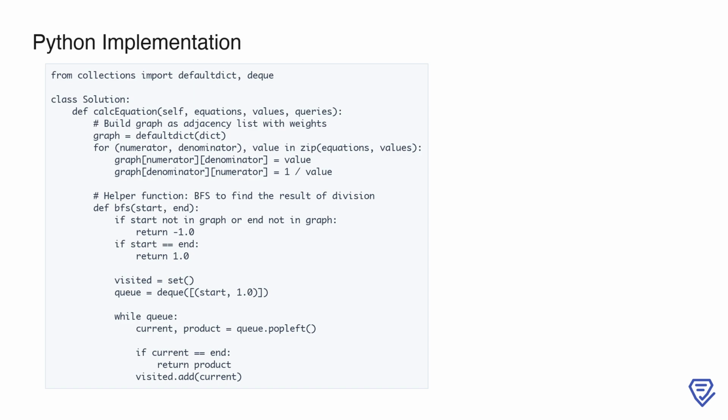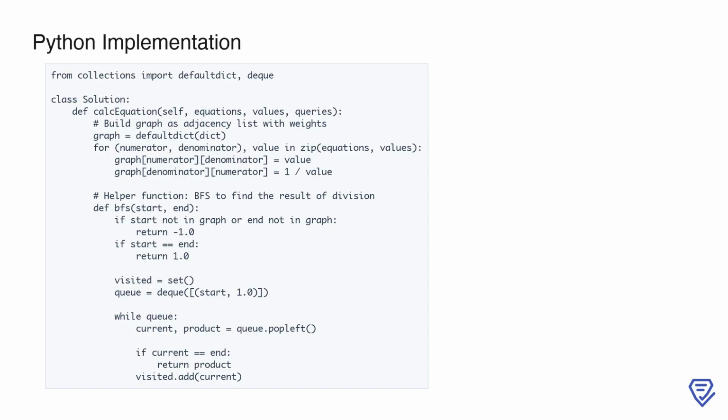Each equation is processed such that the numerator and denominator are connected, with the given value representing the weight of the edge between them. Additionally, we add the reciprocal relationship, connecting the denominator back to the numerator with the inverse of the value. This ensures the graph is bidirectional and correctly represents all relationships.